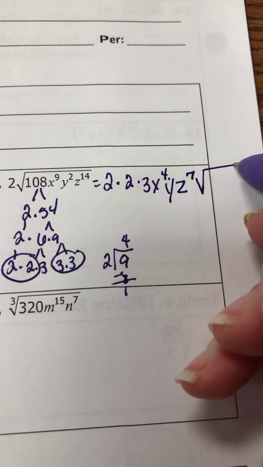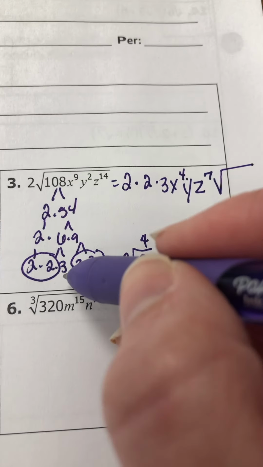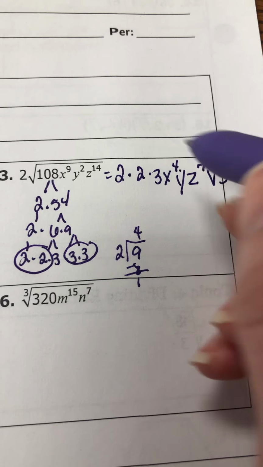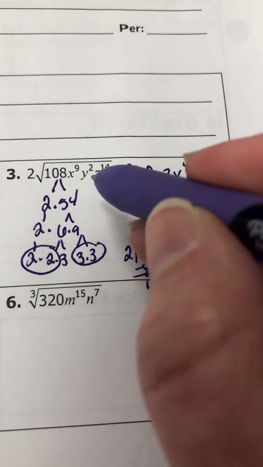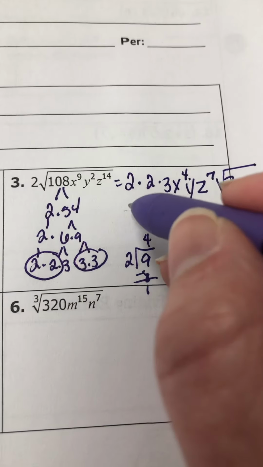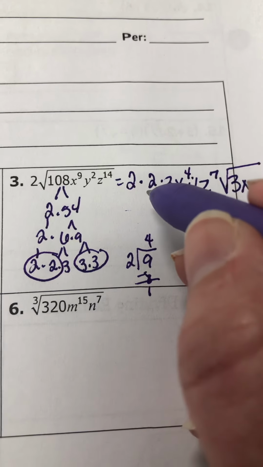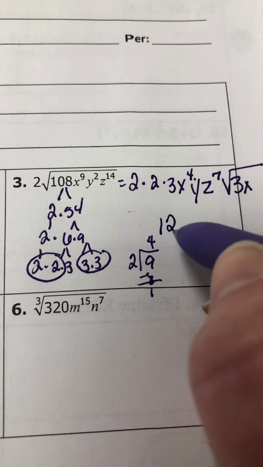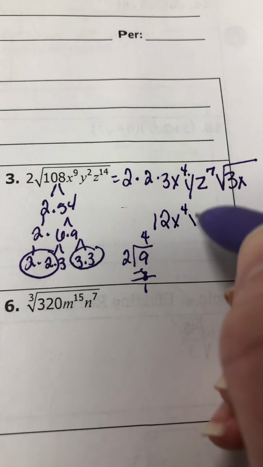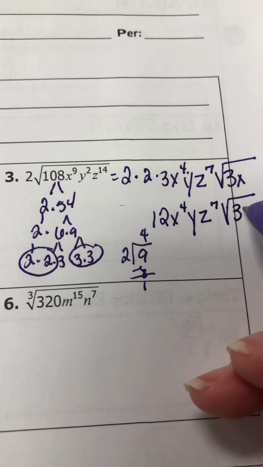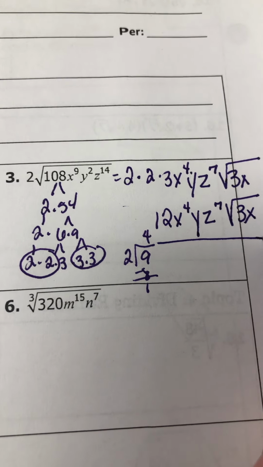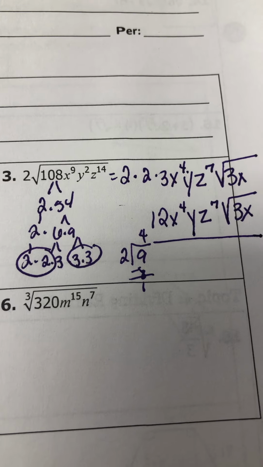Now under the radical, notice I'm going to have this 3. I have an x left over from my division with x. I did not have a y or a z. So let's do 2 times 2 is 4, and 4 times 3 is 12, x to the 4th, y, z to the 7th, times the square root of 3x. And that is going to be my completely simplified answer.